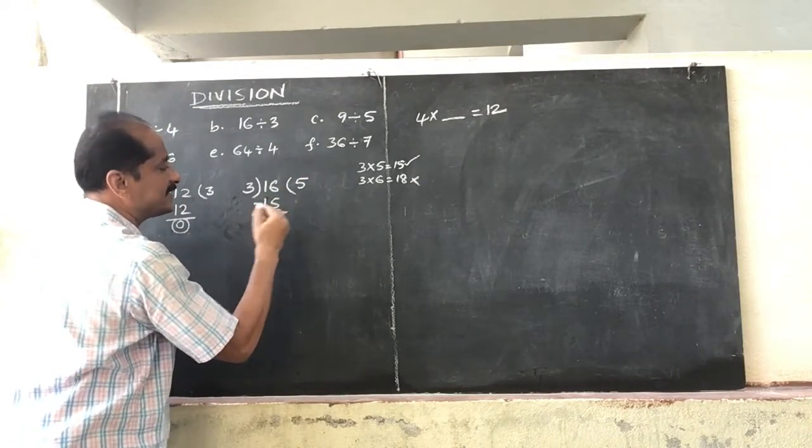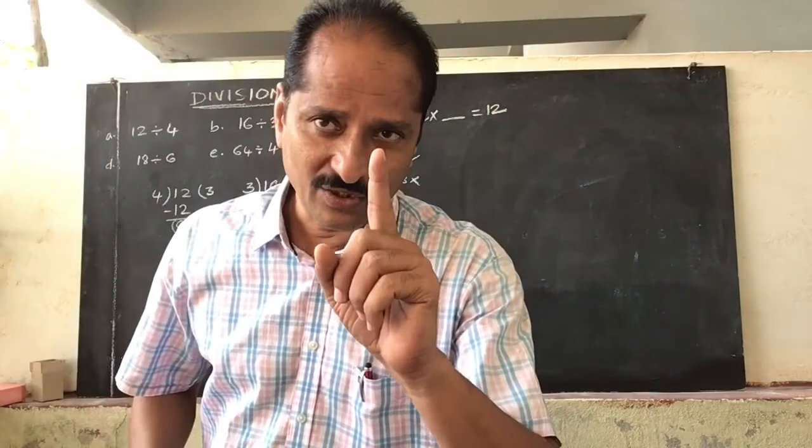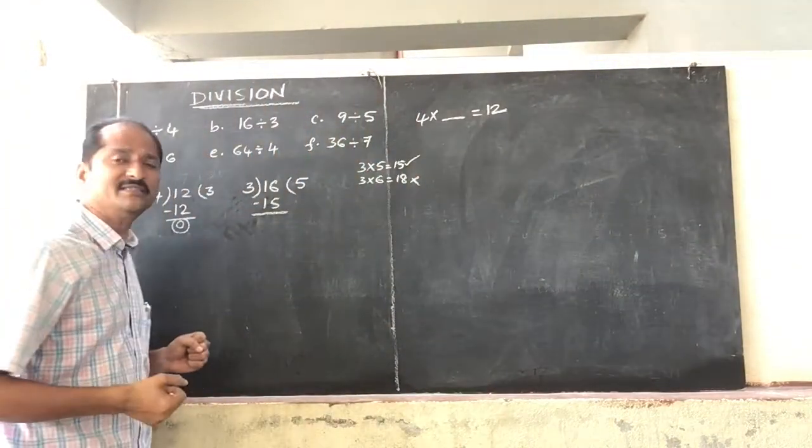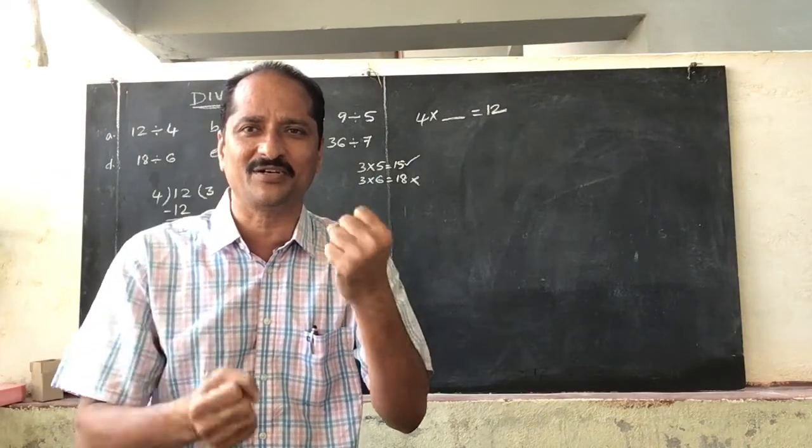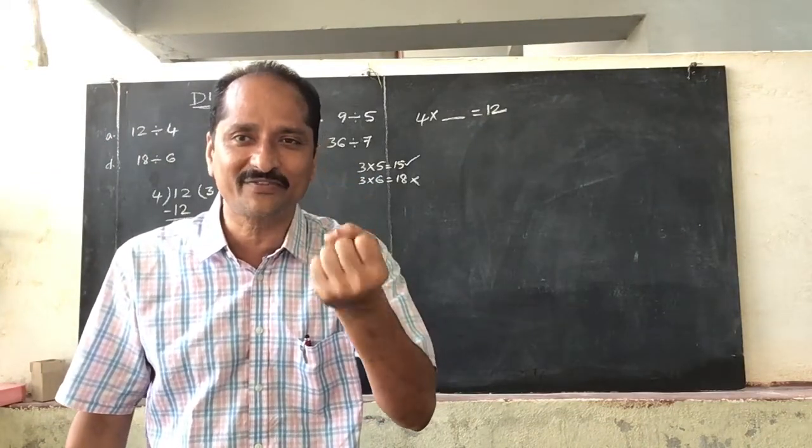Now subtract. 16 minus 15 is equal to 1. So how can you subtract? Close all the fingers. From 15 up to 16 you have to count. So that is the inverse process of addition, subtraction.